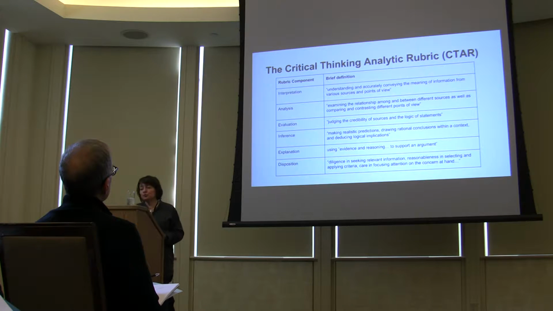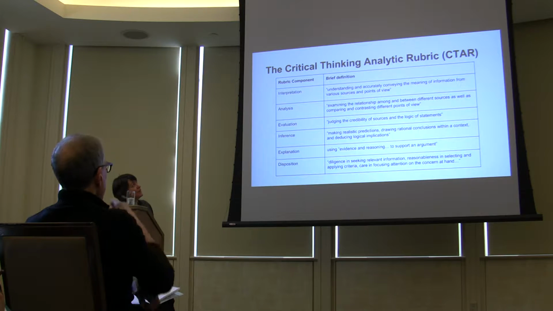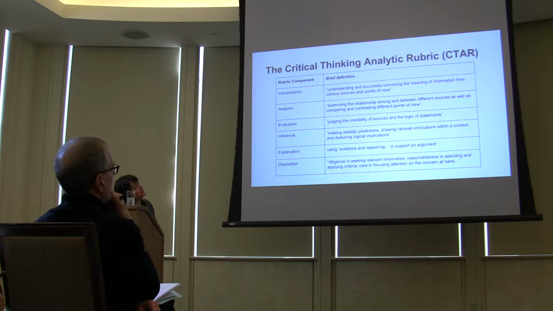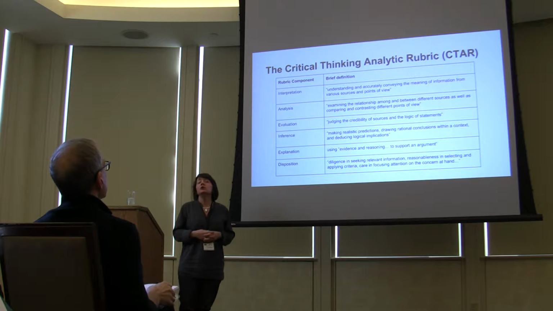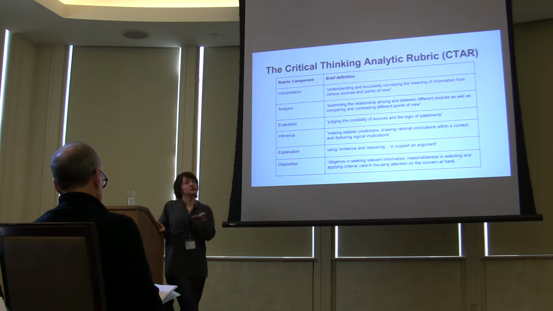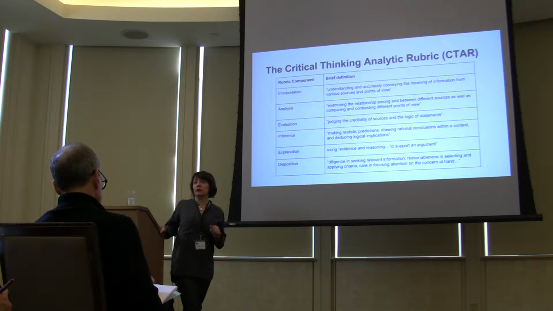So for defining critical thinking, because that's where any assessment has to start, with the definition of the construct, they went back to the American Philosophical Association's so-called Delphi report from the late 1980s. It was published in 1990, which identified these six components of critical thinking, where interpretation is seen as understanding and accurately conveying meaning of information from various sources and points of view.